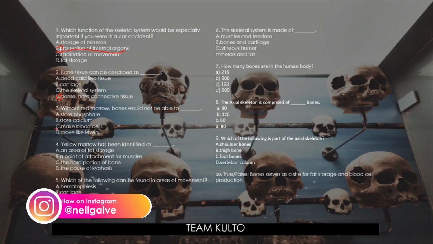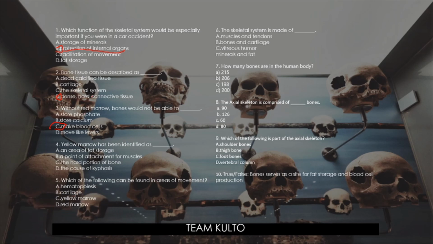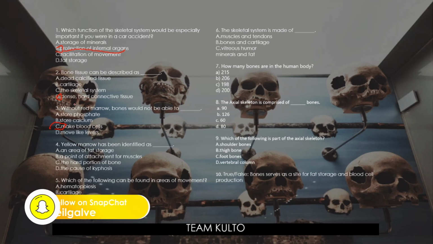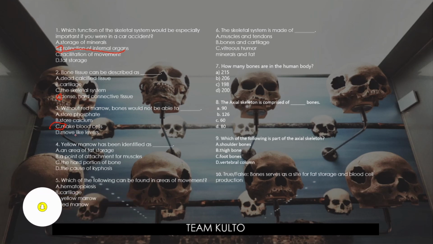Why? Because red marrow, di ba tatandaan mo may dalawa tayong klase ng osseous cell? We have our bone tissue. We have yellow and red. What's the function of your red? It is production of your blood cells. What's the function of your yellow bone marrow? It is for what? Fat deposits. So red marrow bones would not be able to what? Make blood cells. Ano na yung mga blood cells natin? RBC, WBC, and platelets.